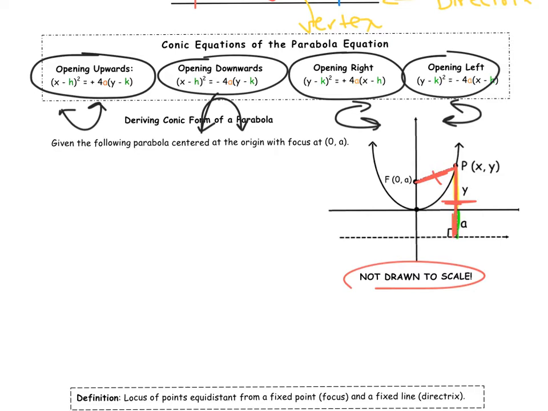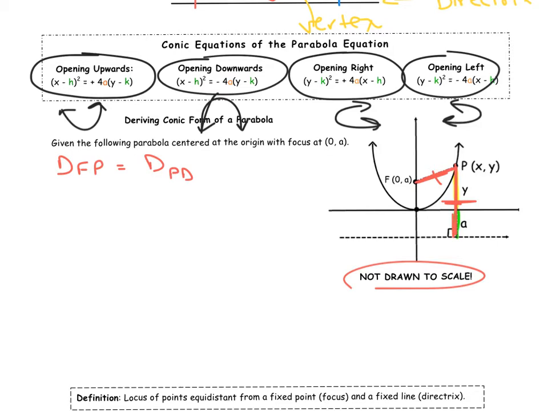Okay, well, let's write that out. So we know that these two distances are congruent. So I know the distance of F to P is equal to the distance of P to A, really P to D, because that's the directrix. Okay, well, we know what the formula is for the distance formula, right?